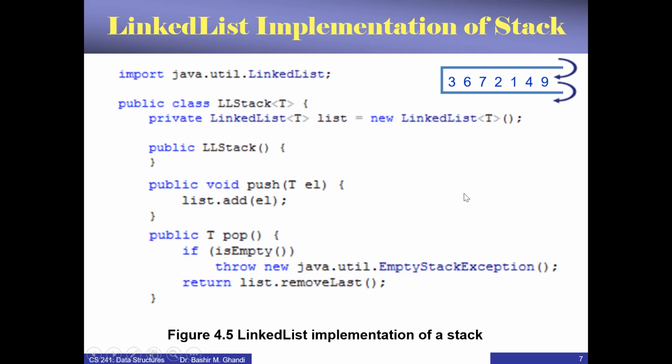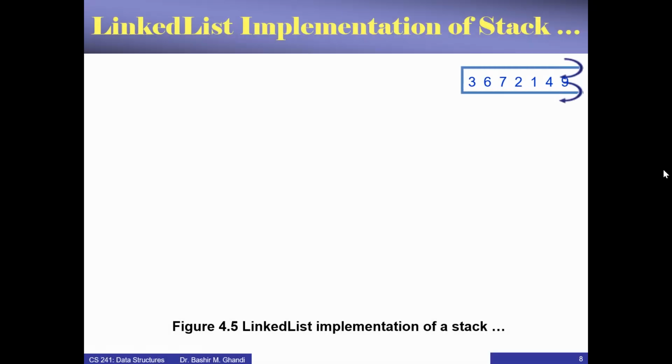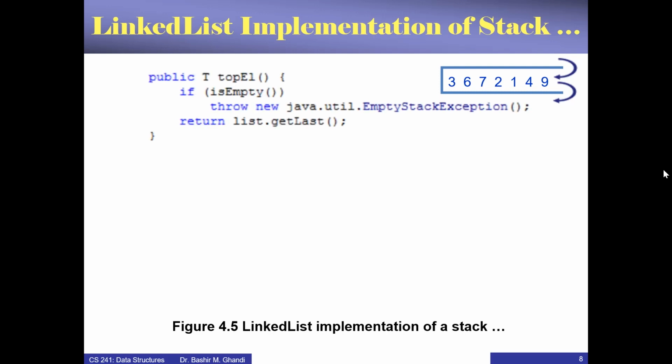Okay, what about top element? Again, there is good news, because there is get last. So we don't need to give any index. Just say list.getLast. Okay, if the list is empty, we throw an exception. Otherwise, return list.getLast.